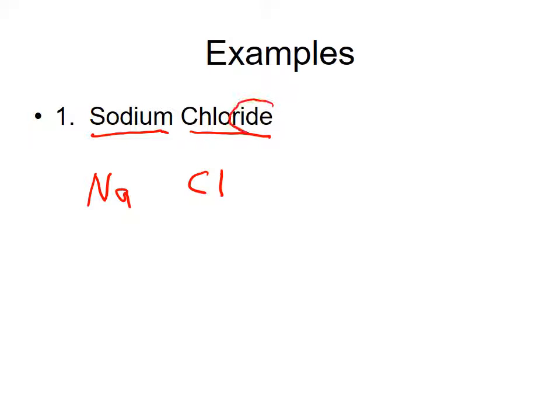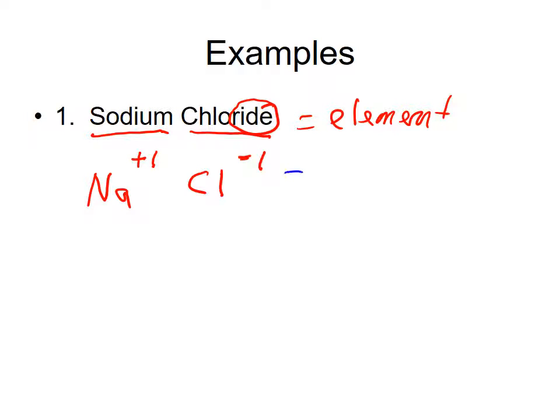Remember that "ide" ending always means element. So when you see an "ide", you always look for the element that's close to it. So chloride means chlorine. The other thing you always need to note is that the first element in a compound is always a positive oxidation number. The second is always a negative. When we look them up, we see that sodium is +1 and chlorine is -1.